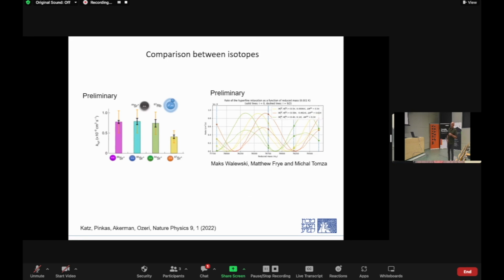And what you see, what we found is that all the even isotopes have the same cross-section to within our measurement accuracy, but strontium-87 has a spin exchange probability which is significantly lower. And then what we had to do is find people who can actually calculate and understand this physics, and hooked up with Max, Matthew, and Michal from the University of Warsaw, who calculated the spin exchange probability as a function of the energy difference between the singlet and the triplet.